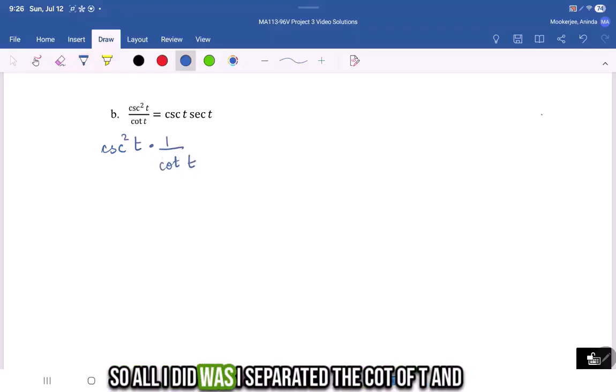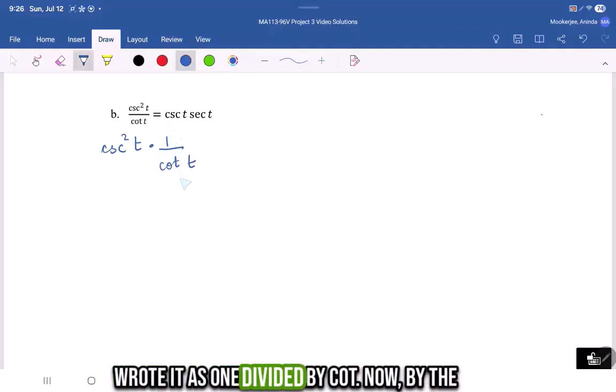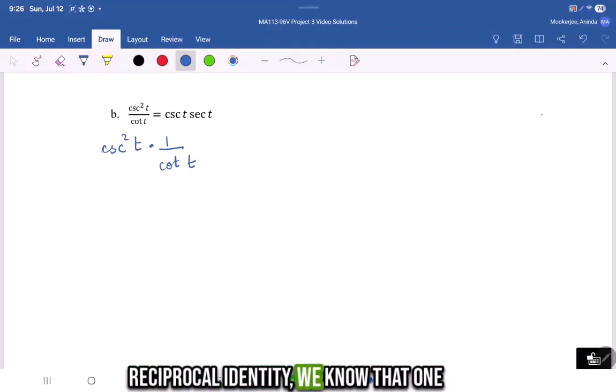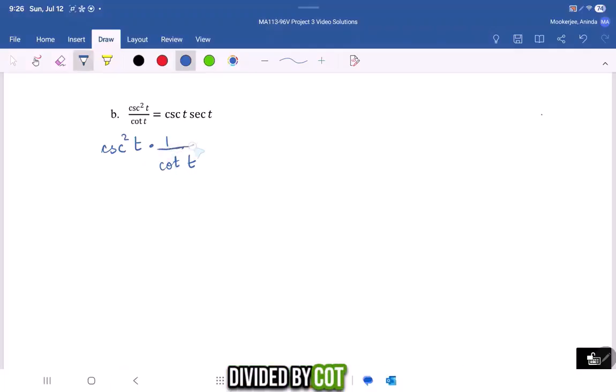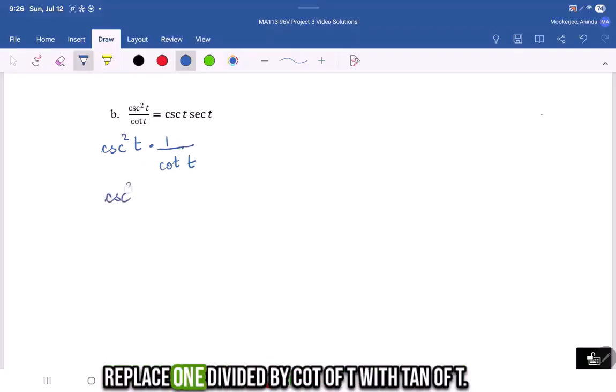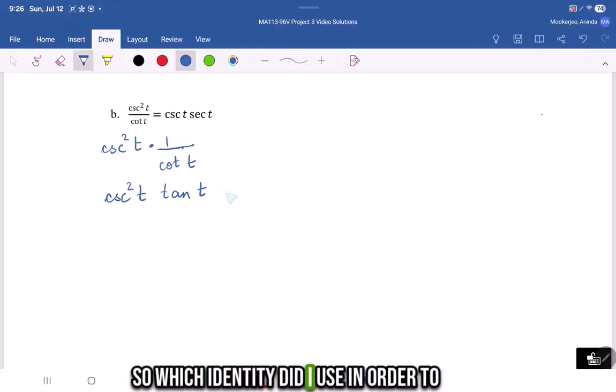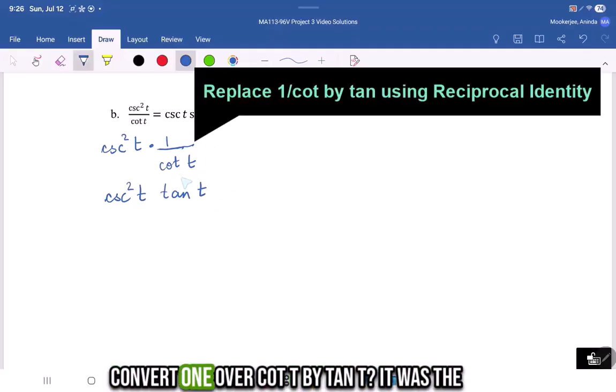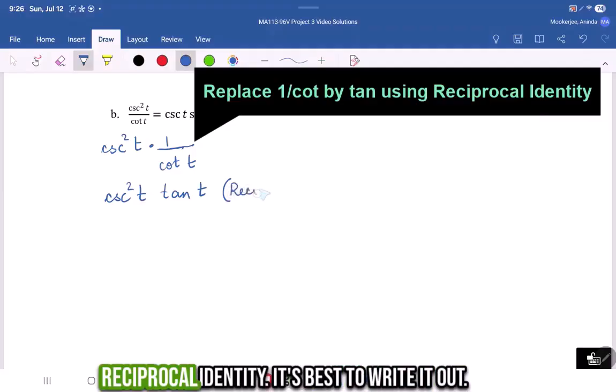So all I did was I separated the cot of t and wrote it as 1 divided by cot t. Now by the reciprocal identity, we know that 1 divided by cot t is equal to tan of t. So in the next step, I will replace 1 divided by cot of t with tan of t. So which identity did I use in order to convert 1 over cot t by tan t? It was the reciprocal identity.